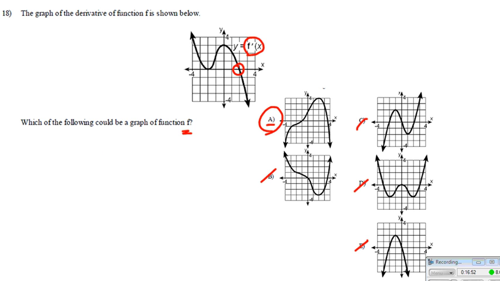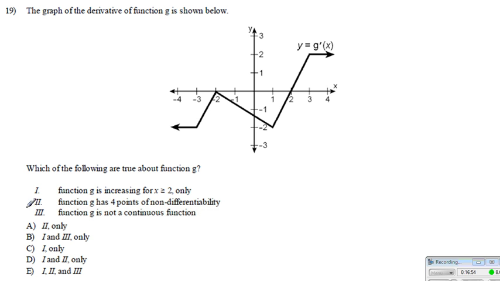Alright, let us continue to look at the next question. Here we have, which of the following are true about function g, where this is g prime. Now, function is increasing for x greater than or equal to 2. So greater than or equal to 2, g prime is positive. When g prime is positive, then yeah, g is increasing. That is correct.